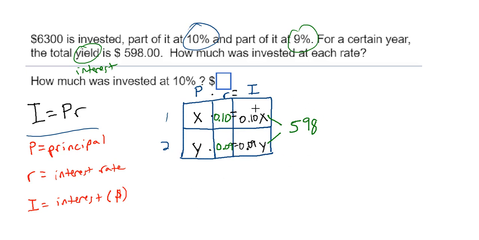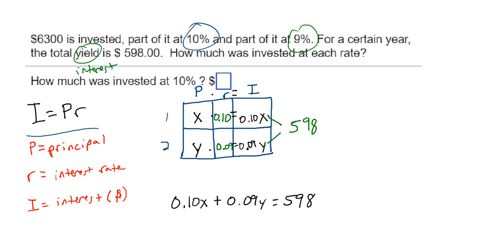Because I'm using two variables, I will need to have two equations. One of my equations I think is pretty obvious right here, which is this one. If I take the interest from the first investment plus the interest from the second investment, it should add up to the total interest, which is $598. So I'll have 0.10x plus 0.09y, and that should add up to 598.